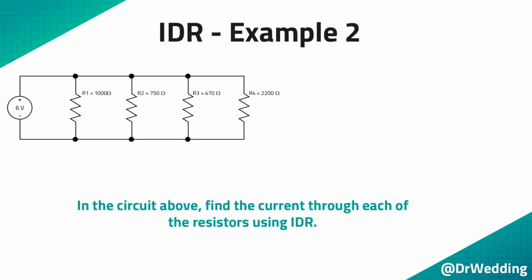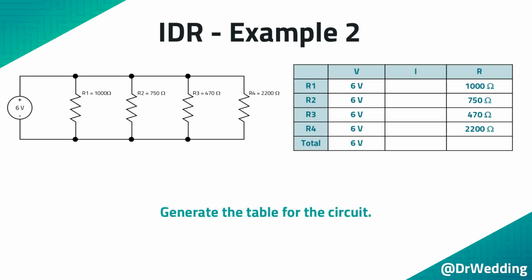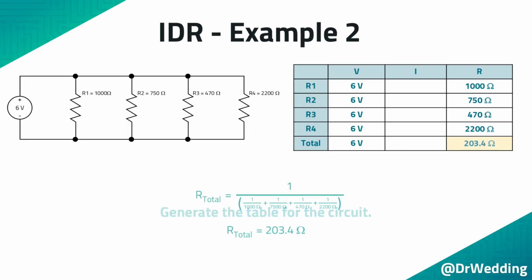Here is another example. Example 2. In the circuit above, find the current through each of the resistors using the current divider rule. At this point, you may wish to pause the video and try to solve the circuit on your own. When you are finished, you can restart the video to see the solution. As always, start by generating a table for the circuit and fill in the known information. In a parallel circuit, the voltage is the same across all of the resistors. To use the current divider rule, you need the total resistance. The total resistance can be calculated using the multi-resistor equation.